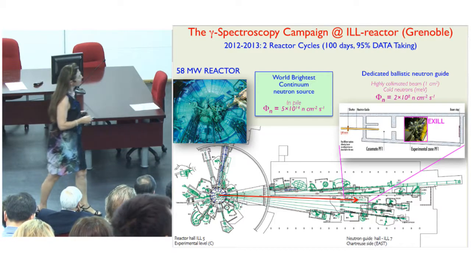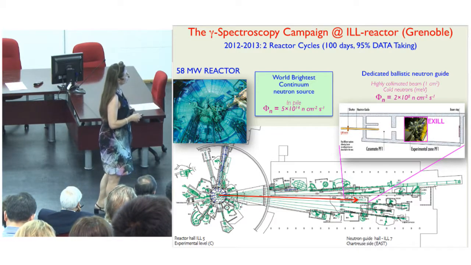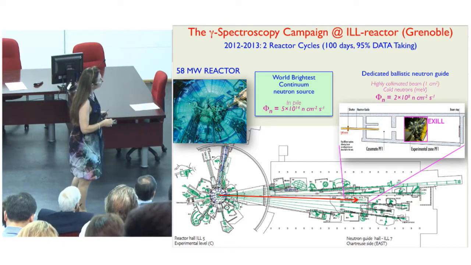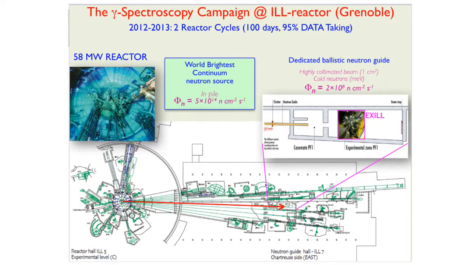which is a very nice place, because here we have the world's brightest continuous neutron source, delivered with 10^14 neutrons per square centimeter per second. And then there, a couple of years ago, a dedicated beamline was constructed which focused these high-intensity neutrons down to 10^8 intensity with high collimation. These are cold neutrons now. The size of the beam is 1 square centimeter. And they were brought down to the experimental area where this setup was placed for the gamma spectroscopy campaign.